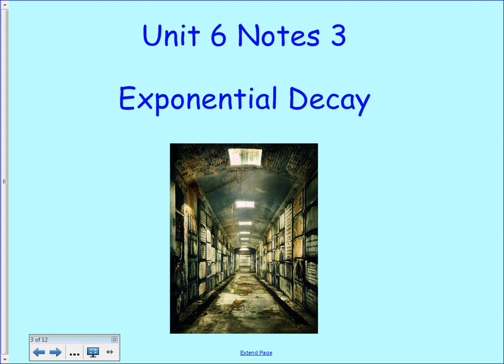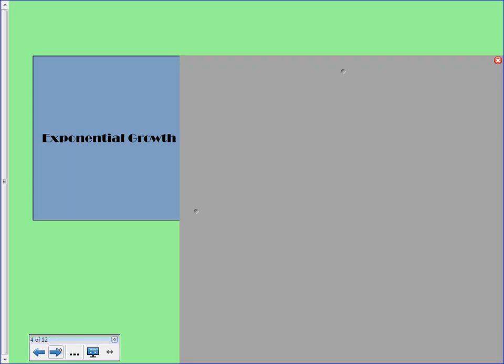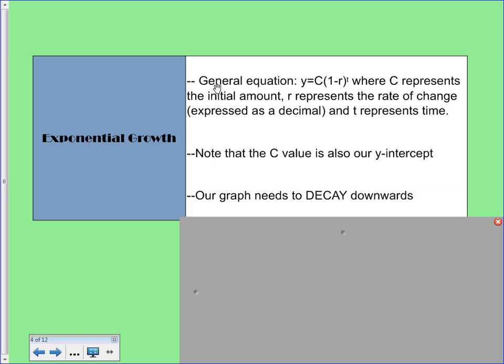Okay, so this is Unit 6, Notes 3, which is our final notes of this unit. Today we're going to be talking about exponential decay, which is the opposite of exponential growth. So now instead of things going up, they're actually going to go down. Let's take a look at this chart. It's going to be really similar to the one you wrote down for exponential growth.